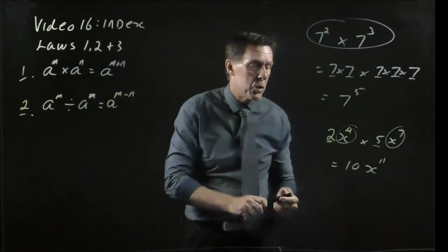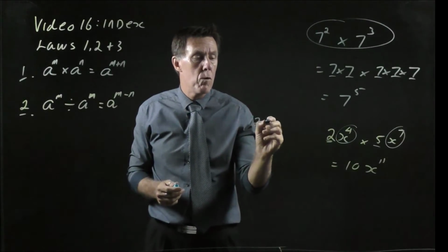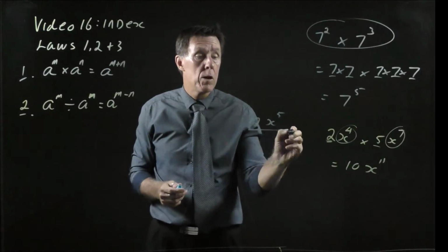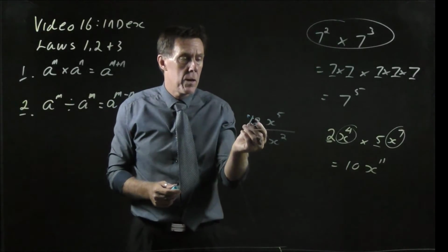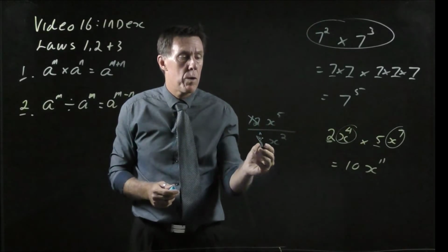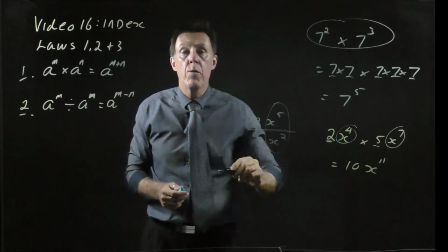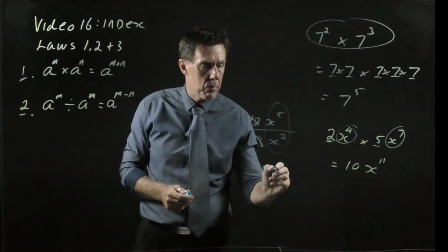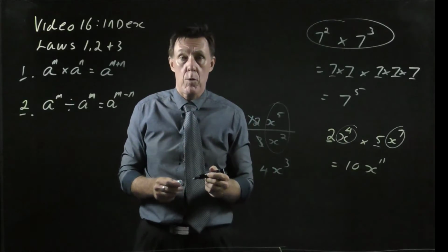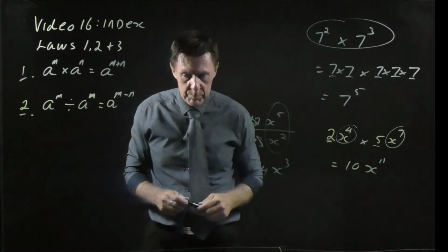An example of that would be like 12x to the power 5 divided by 3x to the power 2. You deal with the number parts. 3 goes into 12 4 times. I'm dividing powers, they have the same base. I subtract the indices, x to the power of 3. There's our second index law.